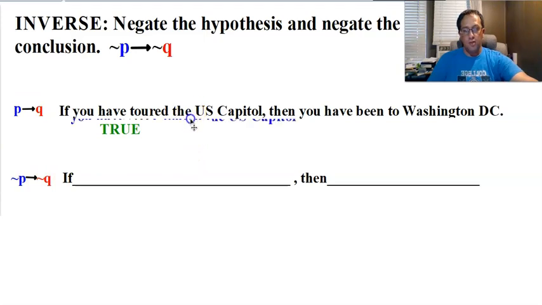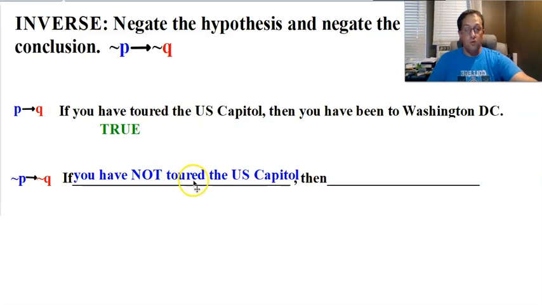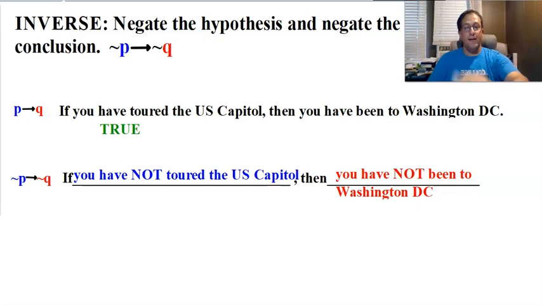So we're going to stay in the same order, but instead of saying you have toured the Capitol, we're going to say you have not toured the Capitol. And instead of saying you have been to Washington, D.C., we're going to say you have not been to Washington, D.C. All right? So notice they stay in the same order. We're just saying not this, not that. Okay, so is this a true statement?